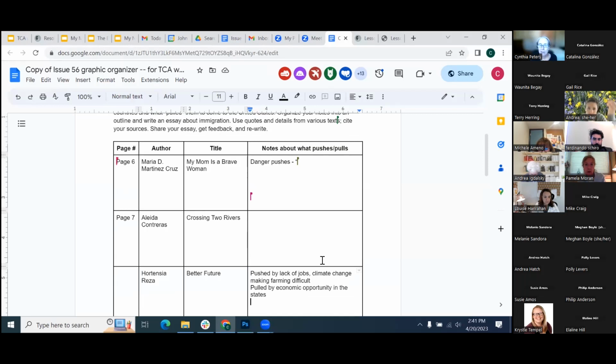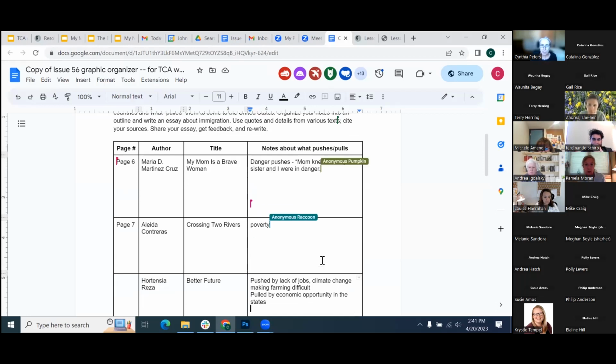Great. I see people taking notes. You know, in My Mom is a Brave Woman, she was pushed by danger. Mom knew that my sister and I were in danger. And then I love that you incorporated a quote. That's a really great note-taking skill. So one part of note-taking is just being able to paraphrase, and another part is being able to choose which quotes you want to keep.